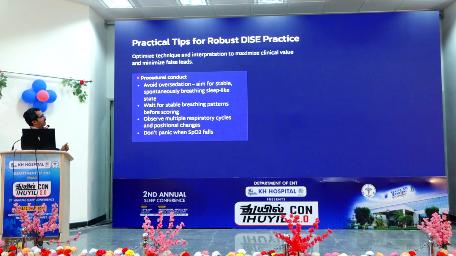So some practical tips: always avoid over sedation, use a BIS monitor whenever possible. Wait for stable breathing patterns before scoring. Two events should happen prior to the scoring. Observe multiple respiratory cycles, and don't panic when the SpO2 falls. Whether you or your anesthetist, you should not panic, because look at the hypnogram, see what's the lowest saturation of that patient. If it's about 60, 65, that patient is going through that hypoxia daily. So even when you see your saturations falling on the monitor, don't get upset.